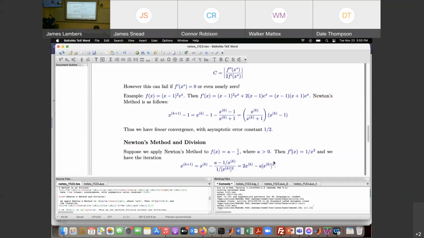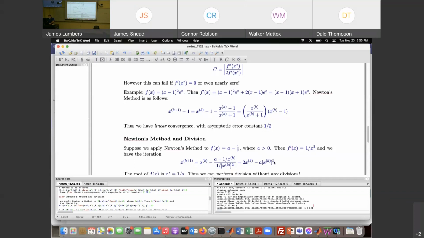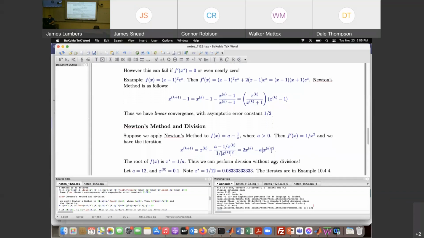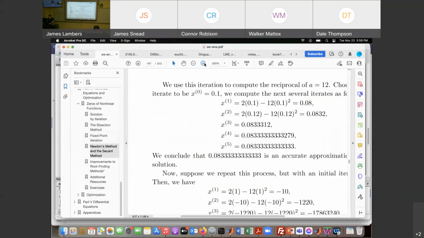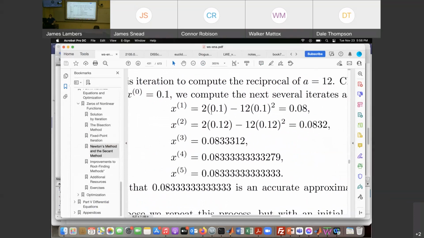Now, let's see what happens. As an example, we'll set a equal to 12, because that's my favorite number, as has come up in this class before. For the initial guess, we'll use 0.1, and the exact root is 0.08, so not far away from that. I will show you what happens when I carry out this iteration with an initial guess of 0.1. We get 0.08, 0.0832, and we see it converges pretty rapidly. So 5 iterations, and we're done.